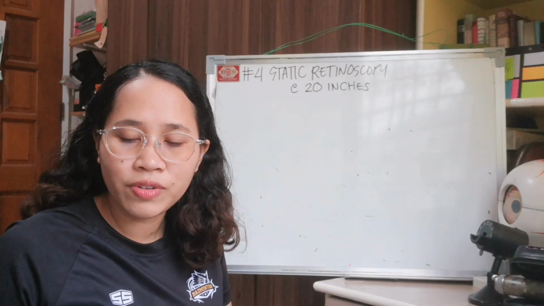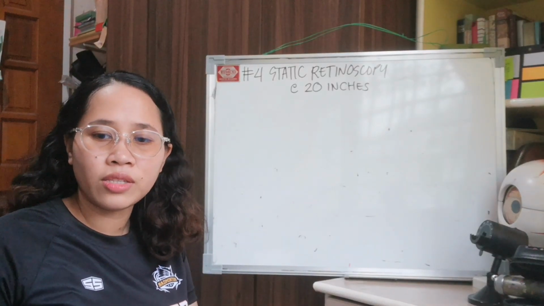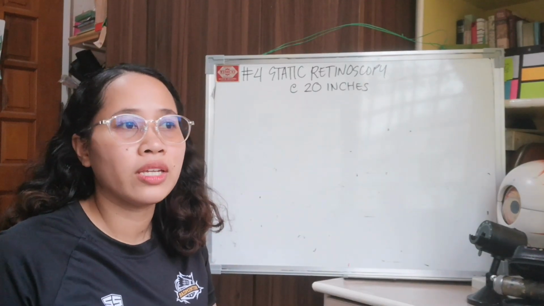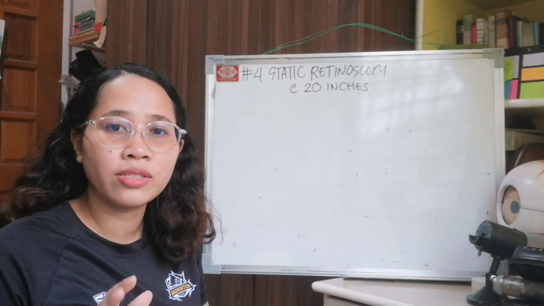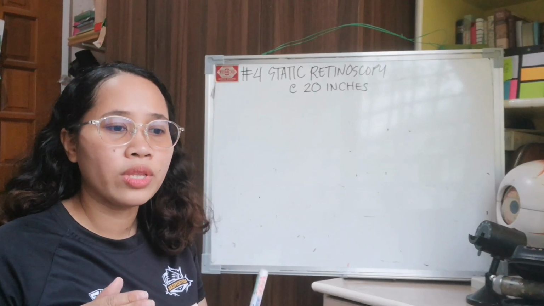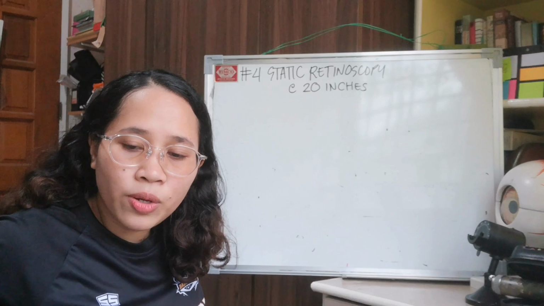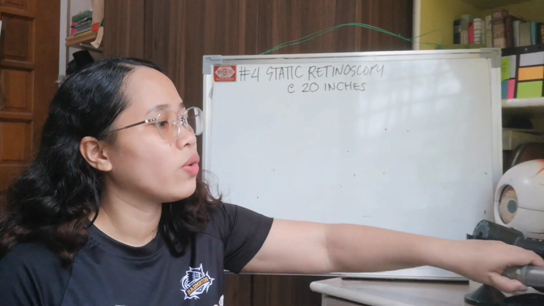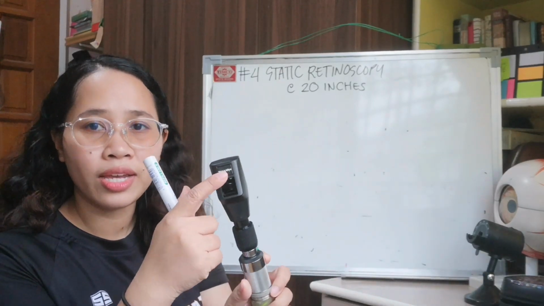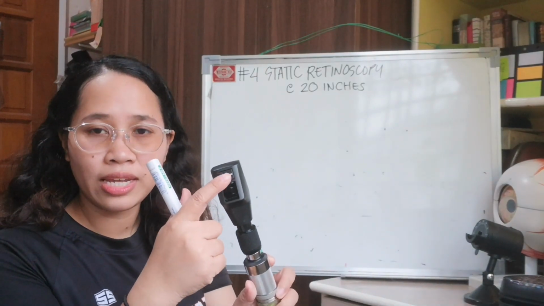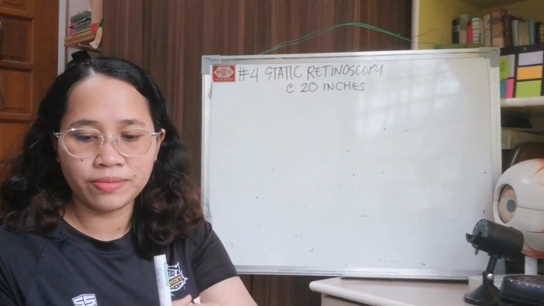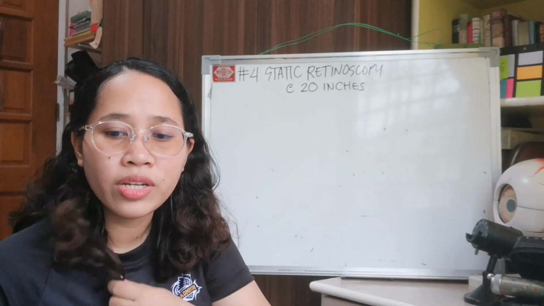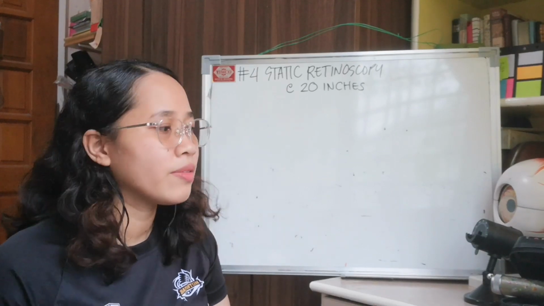So we have types of retinoscopy according to distance and target of accommodation. In static retinoscopy, the patient is looking at distance or a distant object. And in dynamic retinoscopy, the patient is looking at near, or looking at the retinoscope head. So the accommodation is active.